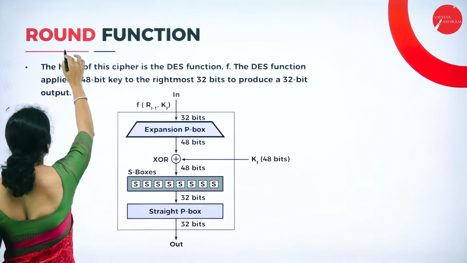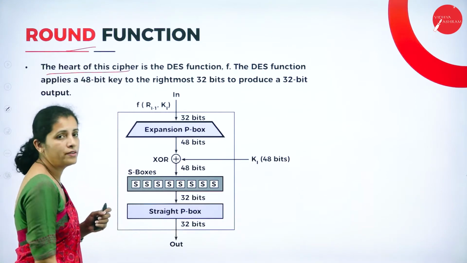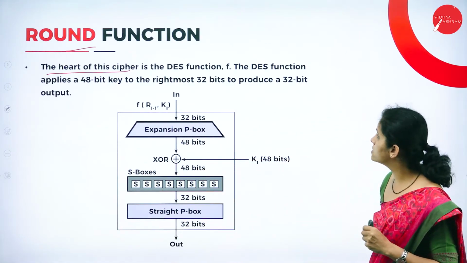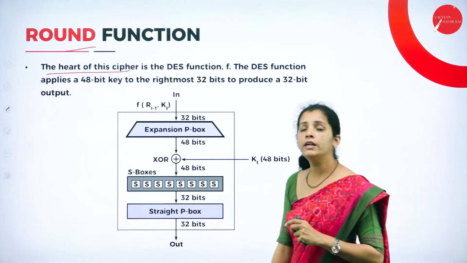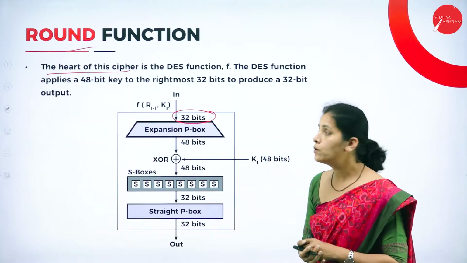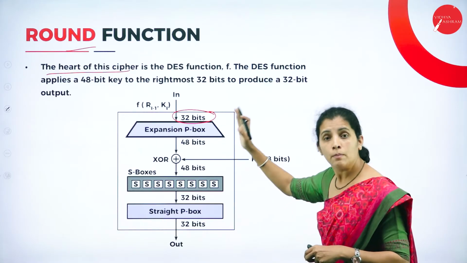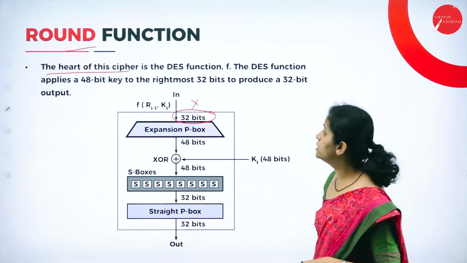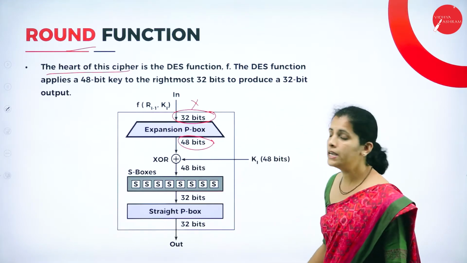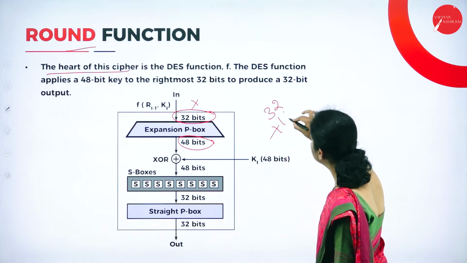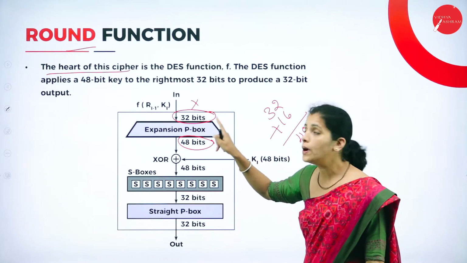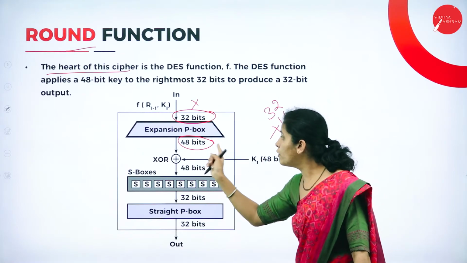Now, if I consider the round function, it is called the heart of the cipher. Any round function is termed the heart of DES. And DES applies a 48-bit key. See here, usually I'm going to have 32 bits, and when I apply the expansion P box, I'm going to add 16 bits to the 32 bits. So I'm going to get the output 48 bits. What is the input I'm having here? That is 32. If I add 16, I'm going to get 48 bits. That means this P box is going to expand 32 bits in order to get 48 bits.